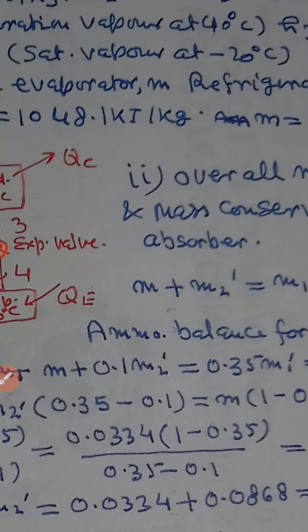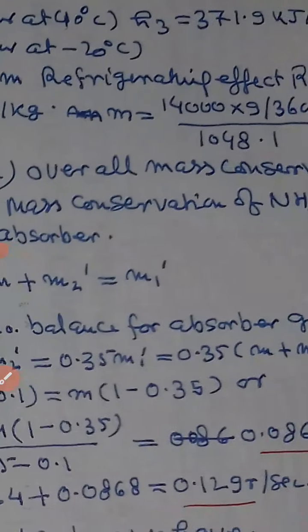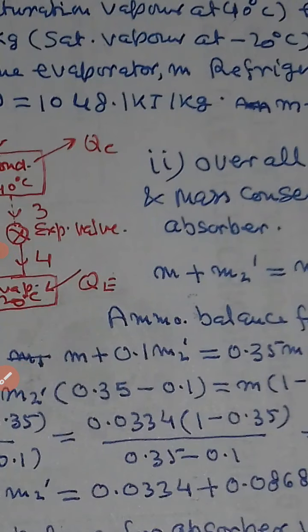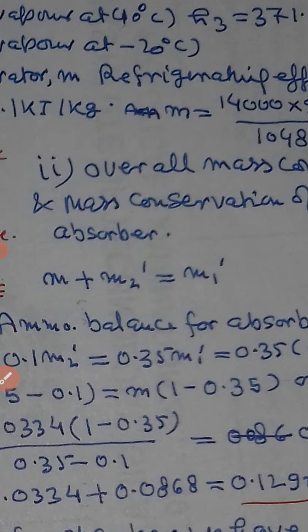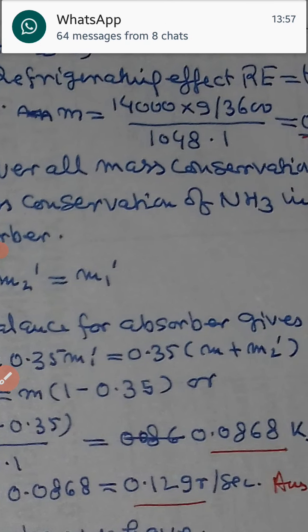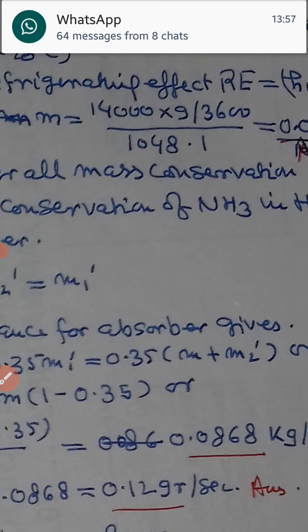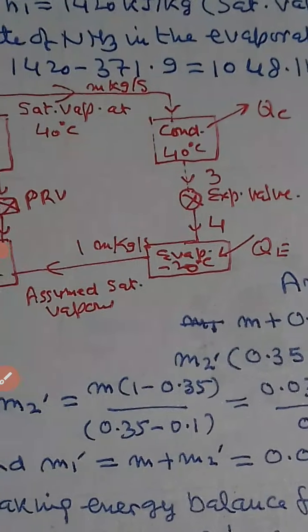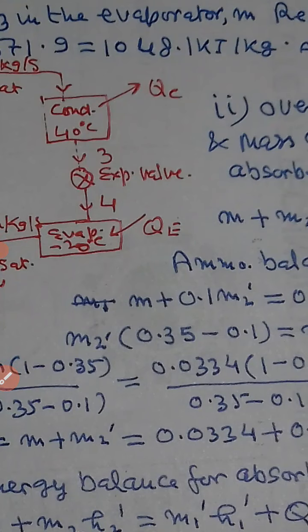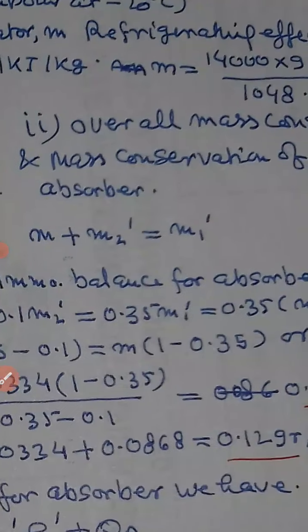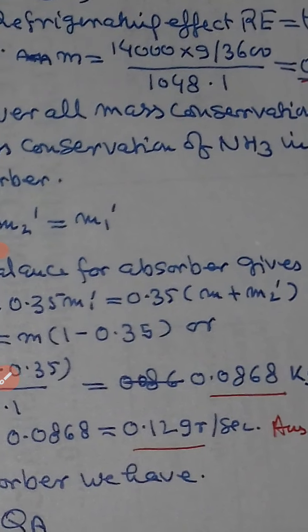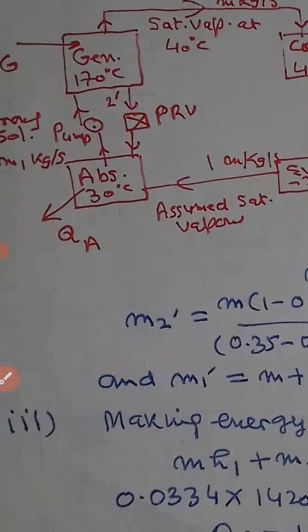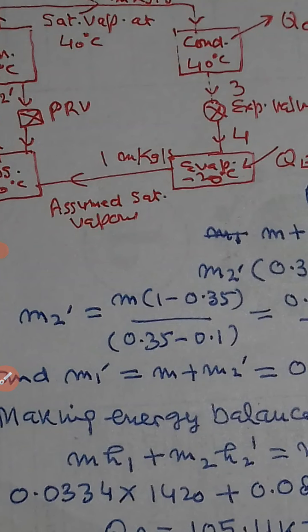Ammonia balance for the absorber: m plus 0.1 m2 dash is equal to 0.35 m1 dash, which is equal to 0.35 into (m plus m2 dash). Okay, or m2 dash times (0.35 minus 0.1) is equal to m into (1 minus 0.35). Again, m2 dash can be written as m into (1 minus 0.35) divided by (0.35 minus 0.1).